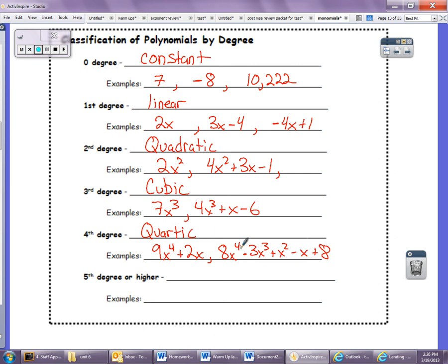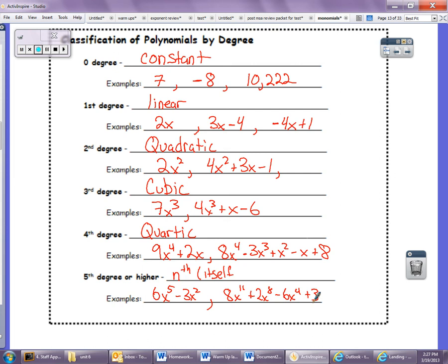Now once we get to fifth degree or higher, it's the nth degree, which is itself. So for example, if we have 6x to the fifth minus 3x squared, well, the degree is 5, so it's going to be a fifth degree. Or if we have something like 8x to the 11th plus 2x^8 minus 6x to the fourth plus 3, well, the degree is 11, so it's going to be an 11th degree polynomial.